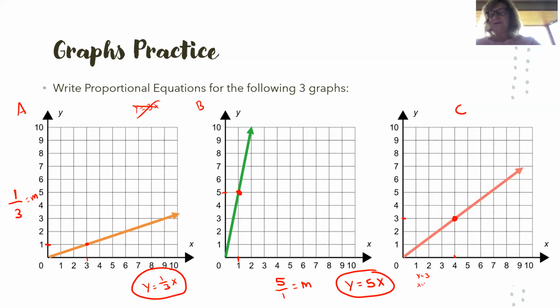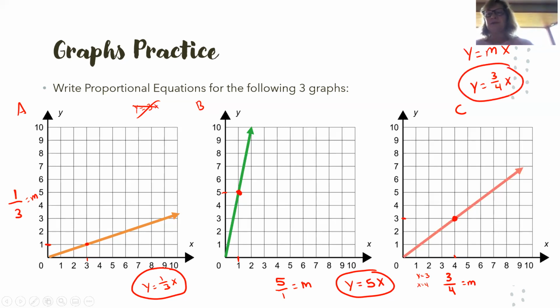Yep, x equals 4. So we're going to take our y divided by our x, so 3 divided by 4, and this is our m. Then all we need to do is write that as the m in our equation. And remember, the equation is y equals mx. So we're just going to replace this m with 3/4. So y equals 3/4 x. And ta-da, we're done. You find a point, take the y, divide it by the x, and then write that in our equation. Okay, let me stop recording for a minute.